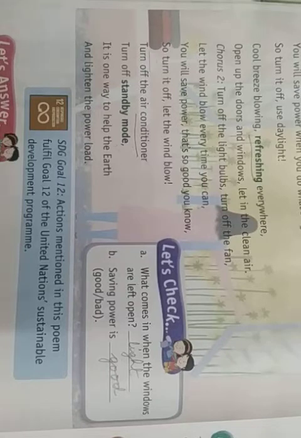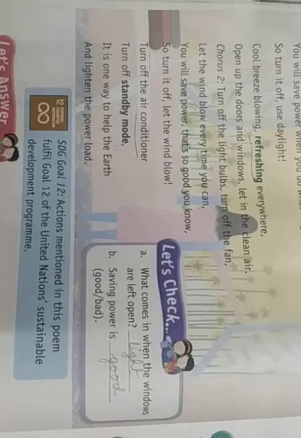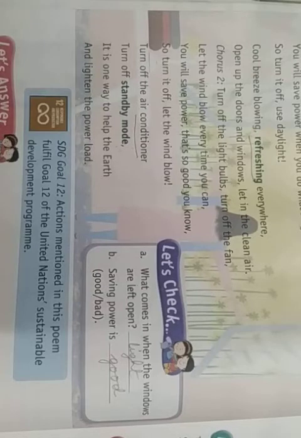Most of you, your friends and your family members leave the light on, the fan on, the electronic devices on, and they won't switch off even when they are not using them. But what you have to do is switch off the fan if no one is using it. Switch off the light if no one is in the room. And turn off all the electric and electronic devices if they are on standby mode. Okay, just turn it off. That's it. By that way you are going to help the earth and lighten the power load.